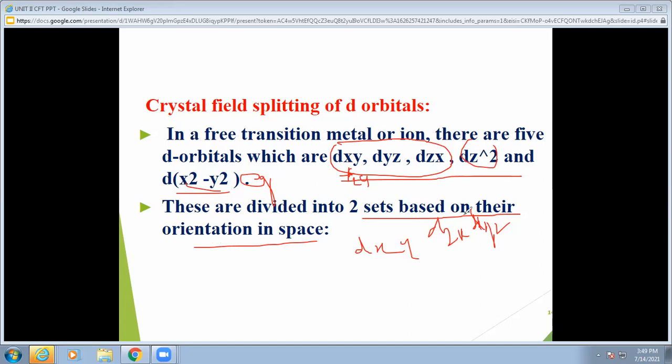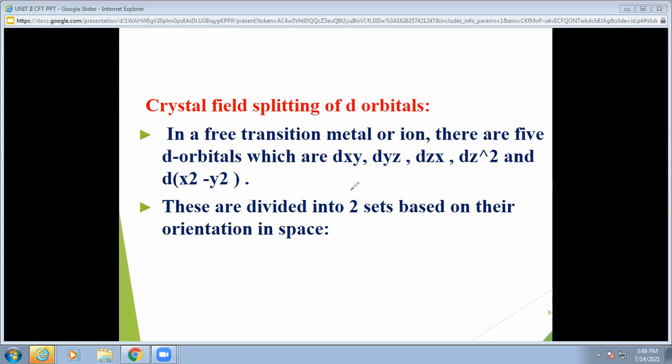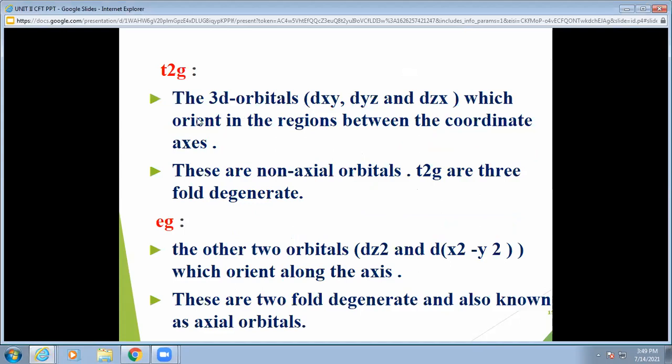These are divided into two sets. What are the two sets? The Eg and the T2g. The 3d orbitals dxy, dyz, and dzx orient in the regions between the coordination axes. They are non-axial orbitals. T2g are the three-fold degenerate orbitals.